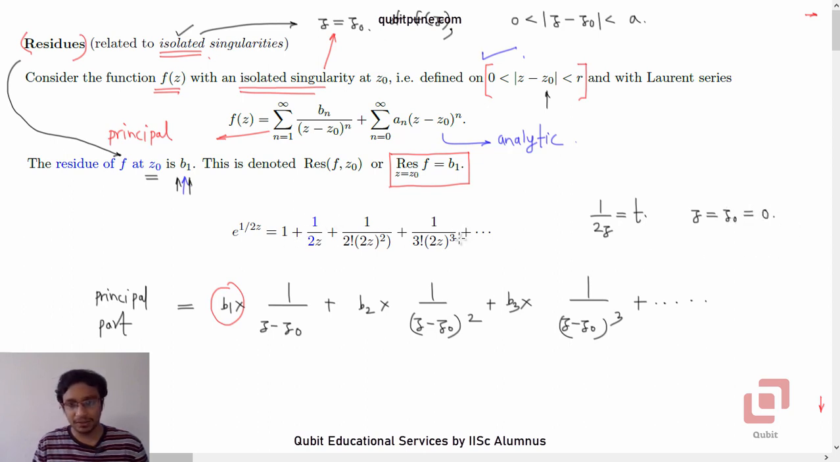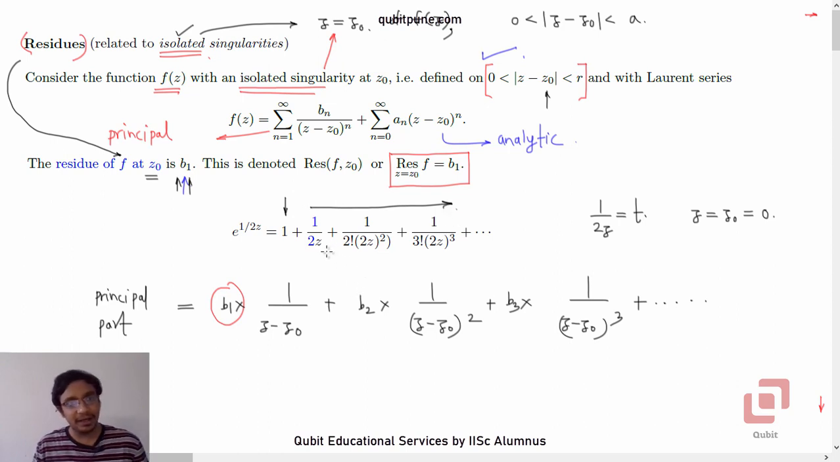Okay, so that gives us the following series. Now observe that this particular Laurent series consists of only one term in the analytic part, that is a0. a0 is equal to 1 and all other an's are equal to 0. However, there are infinitely many terms in the principal part or singular part.